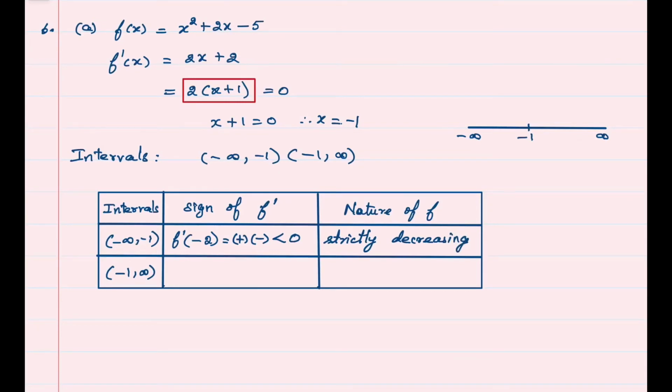Let us check in the second interval. F dash of, we will take 0. Let us substitute in f dash. 2 is positive, 0 plus 1 is also positive. Product of two positive numbers is positive, greater than 0. Therefore, f strictly increases in this interval.